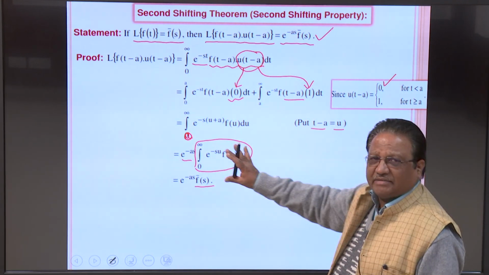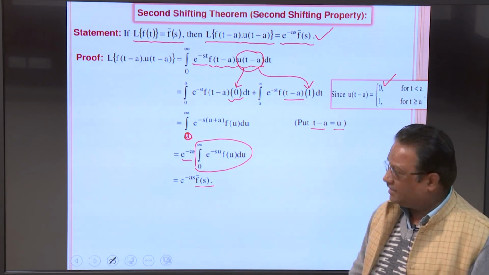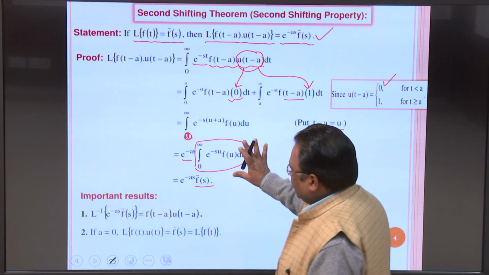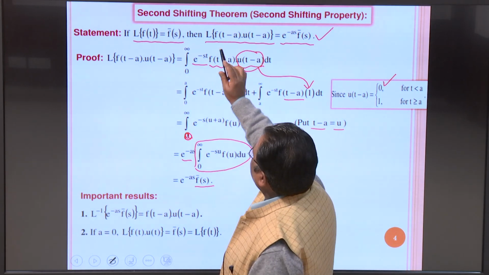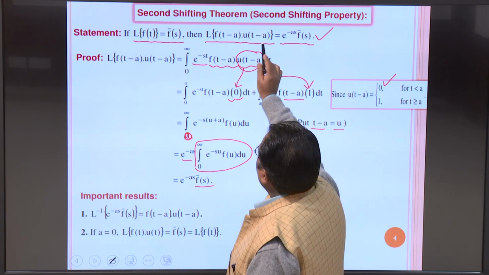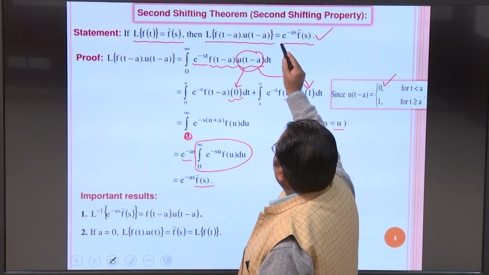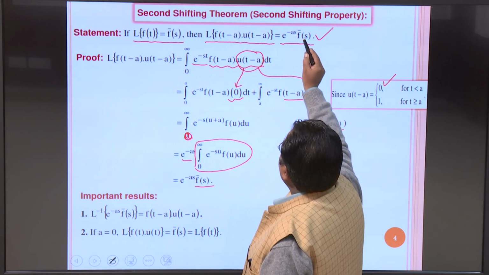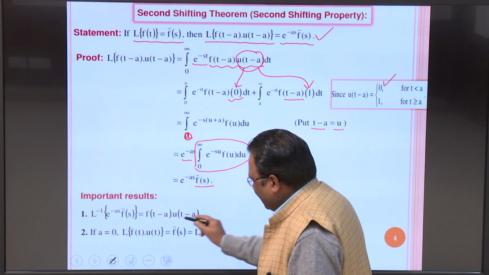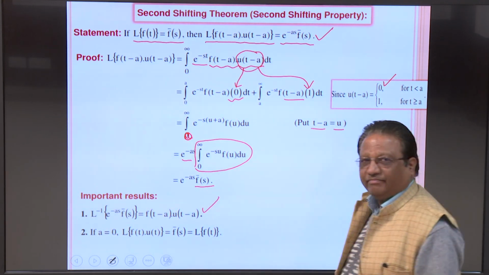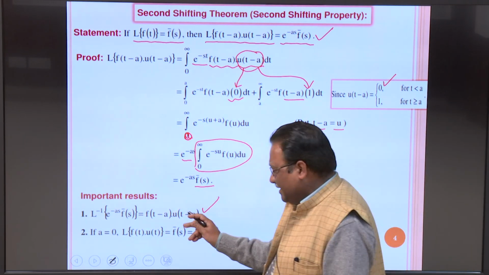So many problems will come where you will apply this formula. Okay, now the important result of this shifting theorem is that when we say L{f(t-a)u(t-a)} is equal to this expression, then L inverse of e raised to power minus as f bar s is equal to f(t-a)u(t-a). So the inverse Laplace transform of this function is nothing but f(t-a)u(t-a).